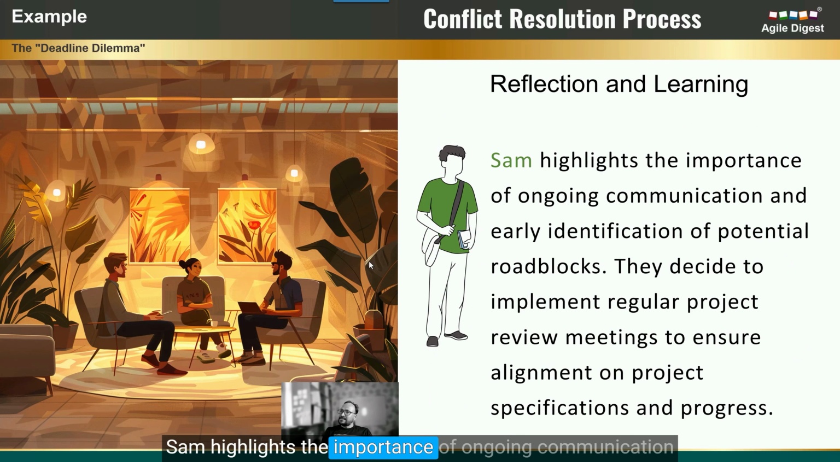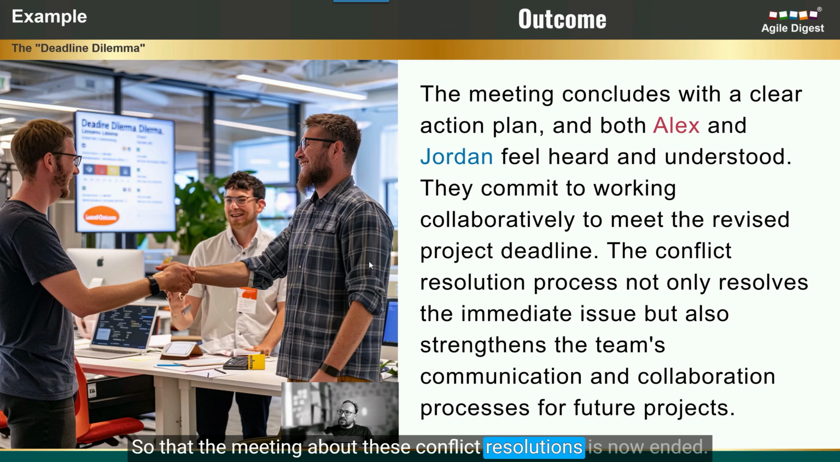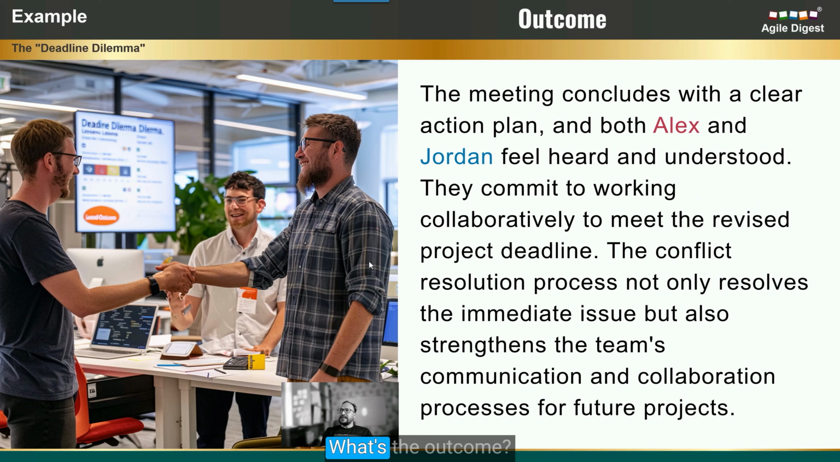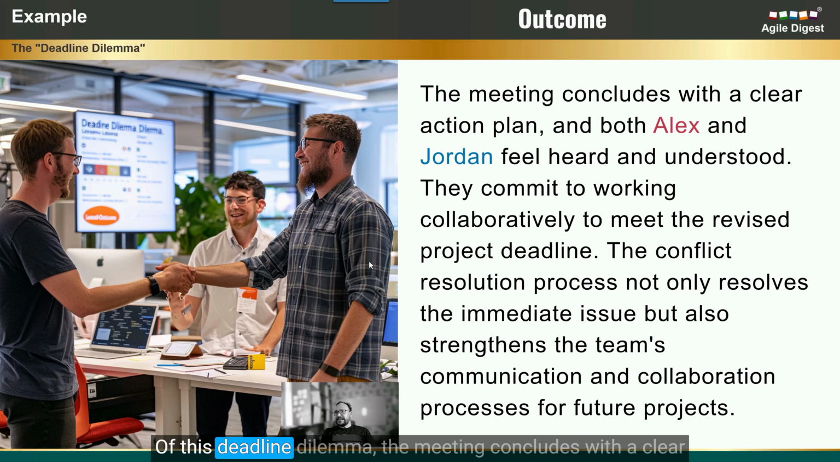Sam highlights the importance of ongoing communication and early identification of potential roadblocks. They decided to implement regular project review meetings to ensure alignment on the project specification and progress. So the meeting about this conflict resolution has now ended. What's the outcome of this deadline dilemma?